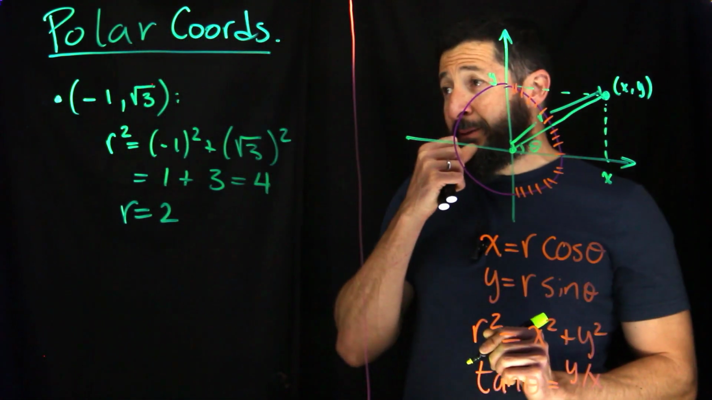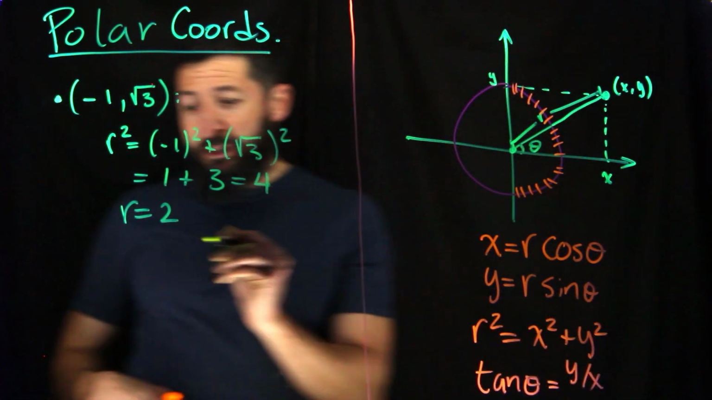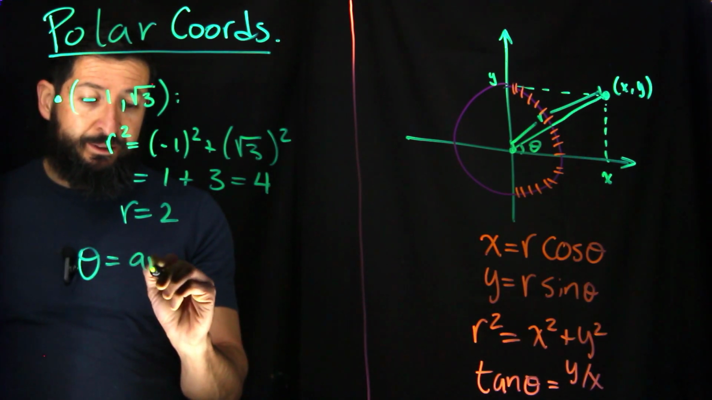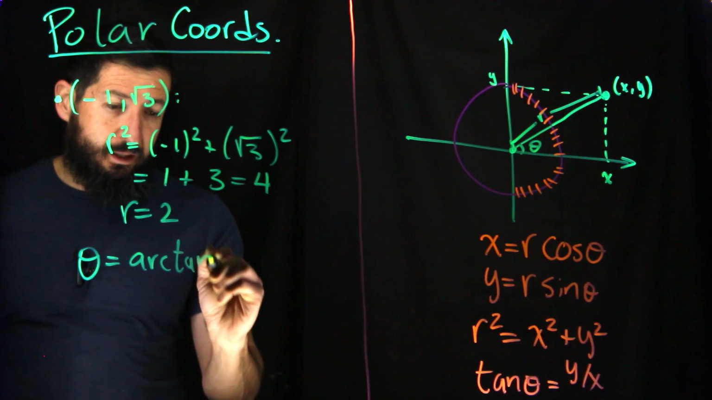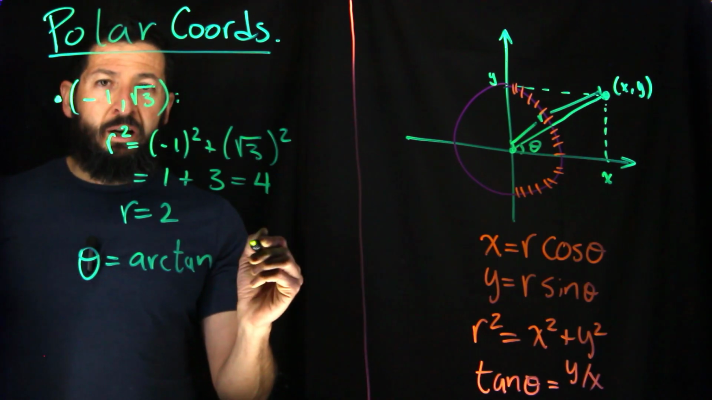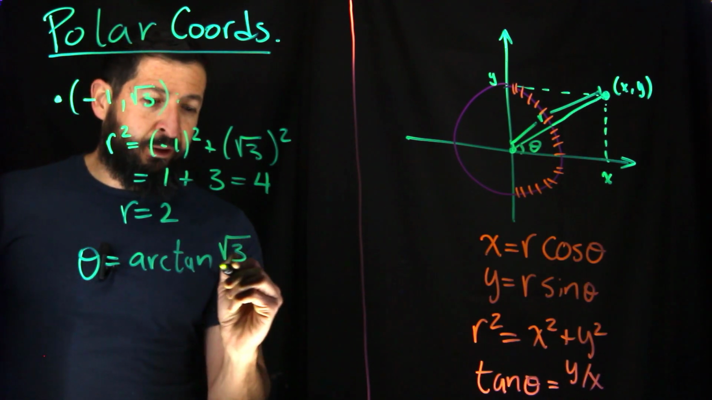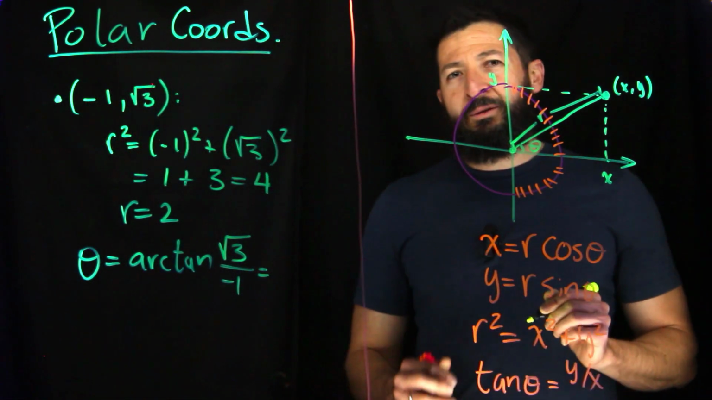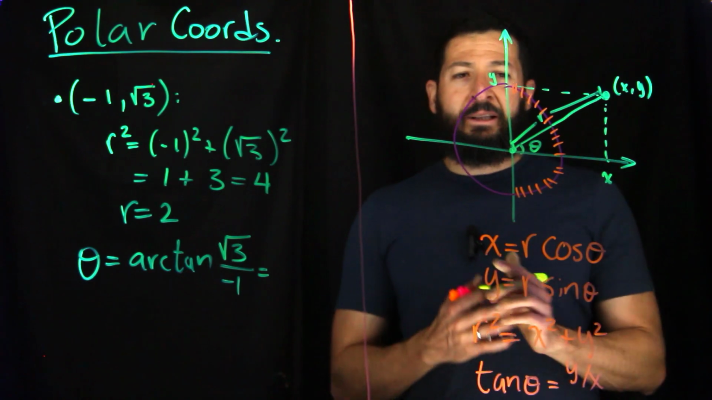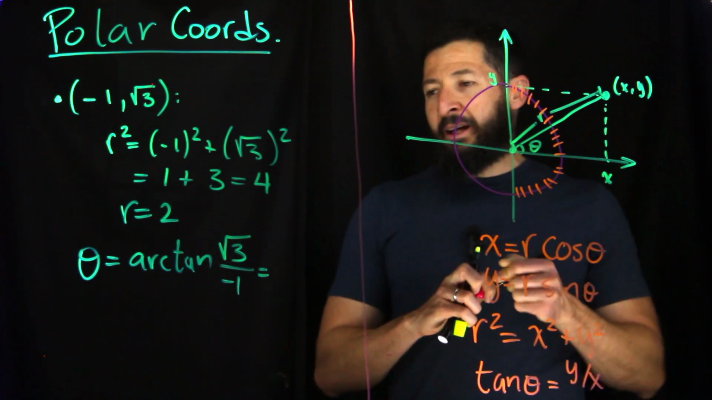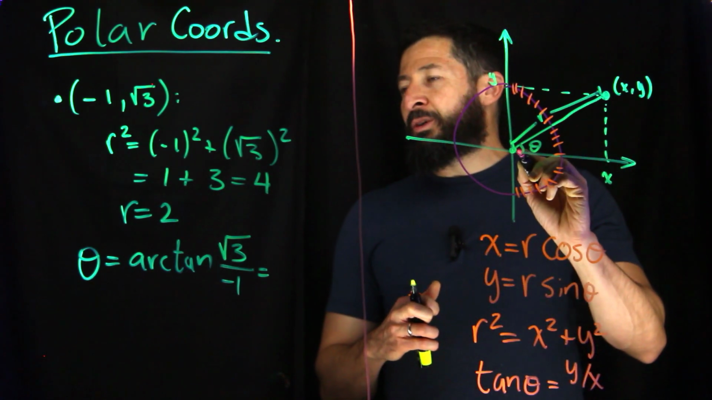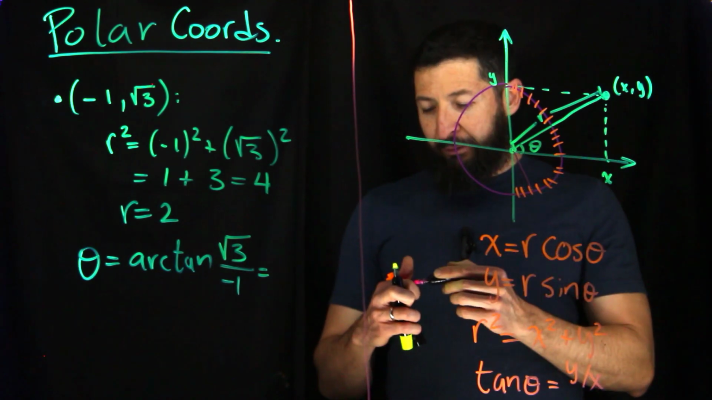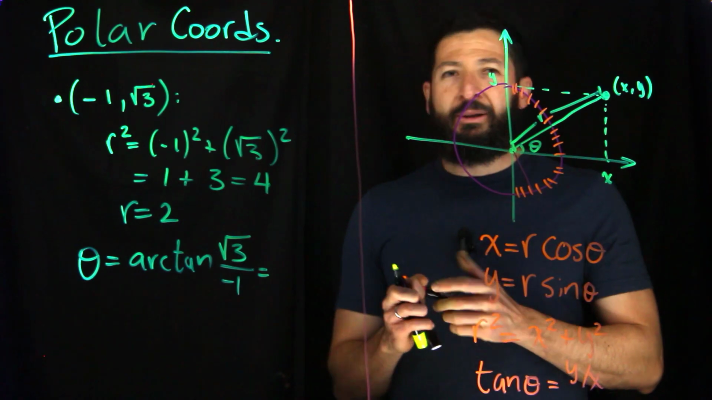But now, you've got to be very careful here, because the temptation would be to say, well, theta is just the arctangent of the square root of 3 over negative 1, so negative square root of 3. Now, if you plug that in your calculator, that's going to spit out the angle that corresponds to this angle here, negative pi over 3. That's what that's going to give you.